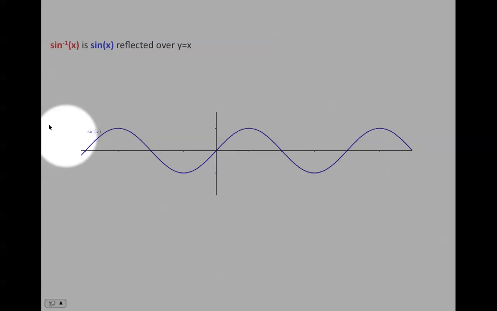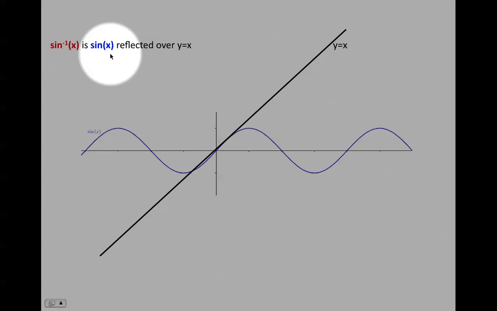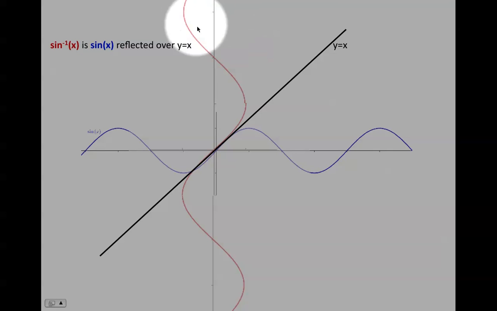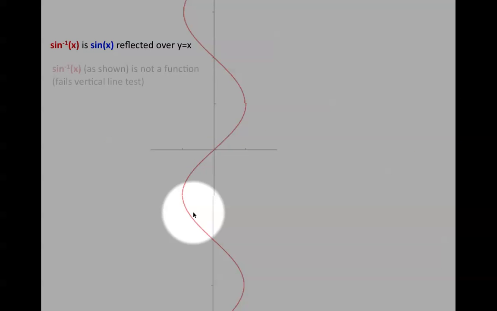So now let's look at trig functions. I have the sine function here, which is in blue, and sine inverse is really the sine function reflected over the y equals x line. If I take that and reflect it, I get this red line here, that's sine inverse. But you see that sine inverse has a problem. It's not really a function. It actually fails the vertical line test here.